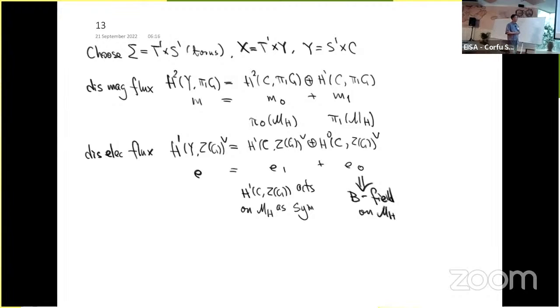So the discrete magnetic fluxes also decompose. And this one says in which connected component of the Hitchin moduli space these closed strings propagate. And this M1 is about winding number, because this space is not simply connected. And what about discrete electric flux? It is here, where Y is our 3-manifold.